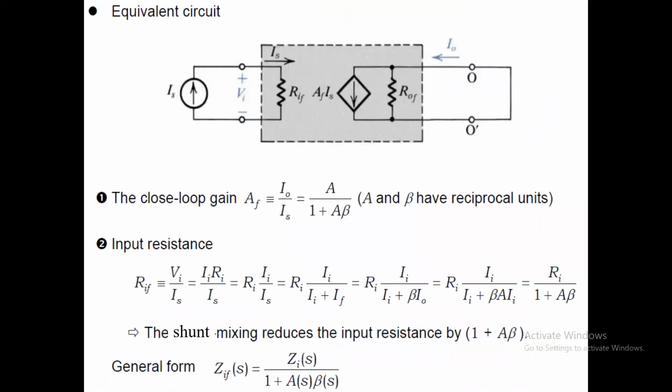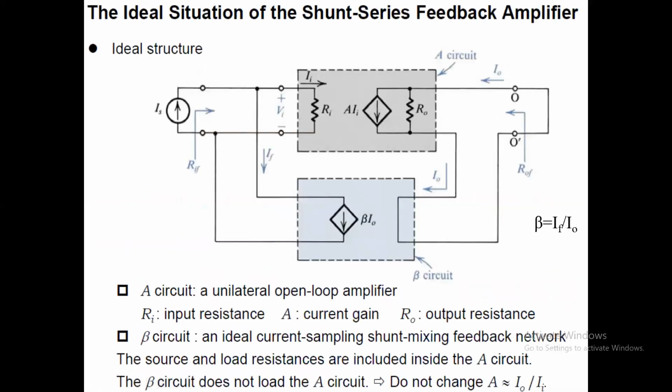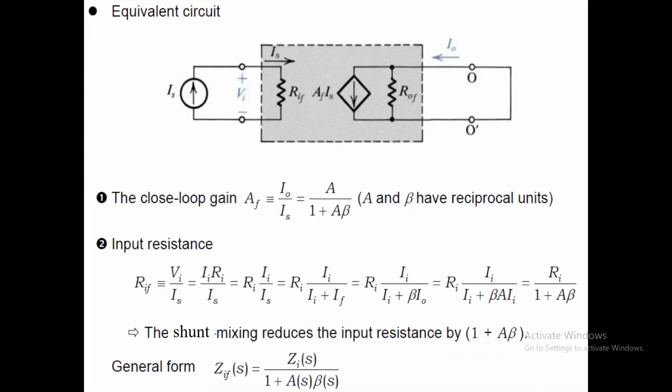Now this is the equivalent circuit with feedback. We replace the overall feedback amplifier together with the feedback circuit by RIF, AF IS, and ROF. So AF is equal to I0 by IS. IS can be considered as II plus IF. IF can always be written as beta into I0, and the same thing can be substituted there. We take out the common terms, and at the end we get this result.